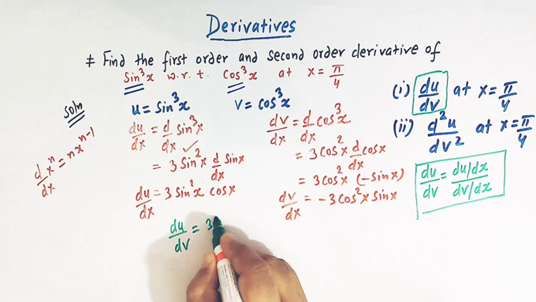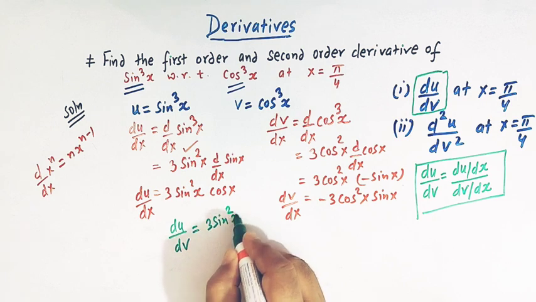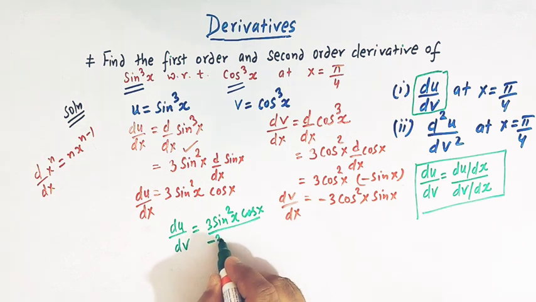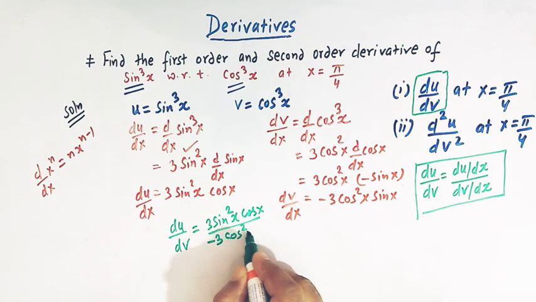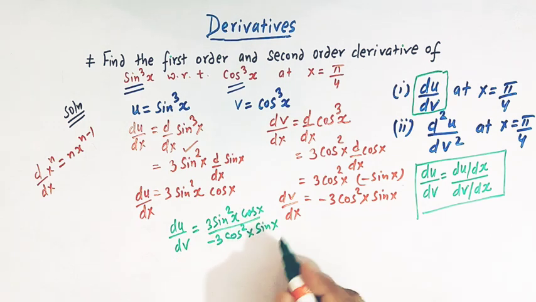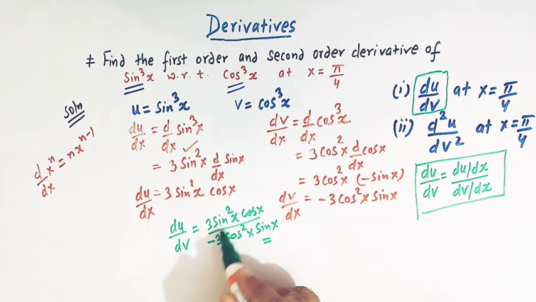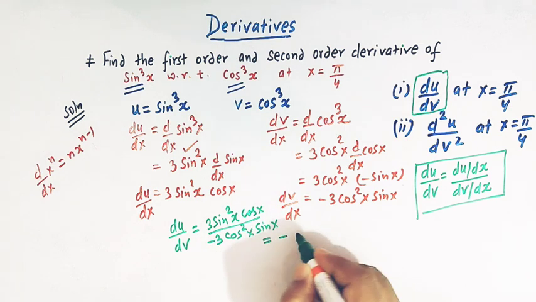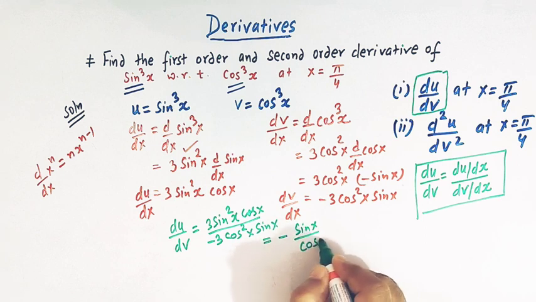So du/dv is 3 sin²x cos x divided by minus 3 cos²x sin x. And we can see that some terms get cancelled here: 3 and 3 get cancelled, and we are left with minus sin x over cos x.